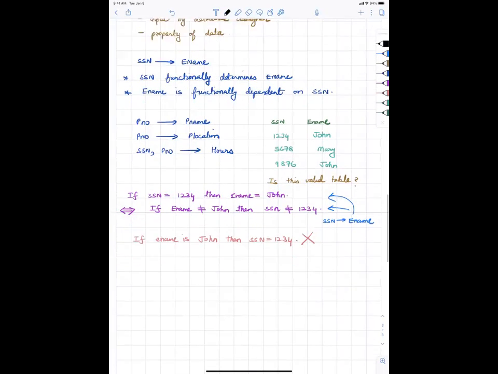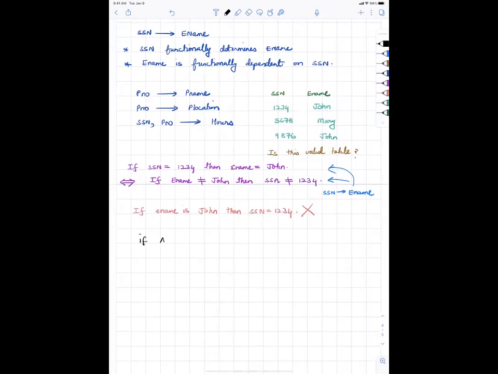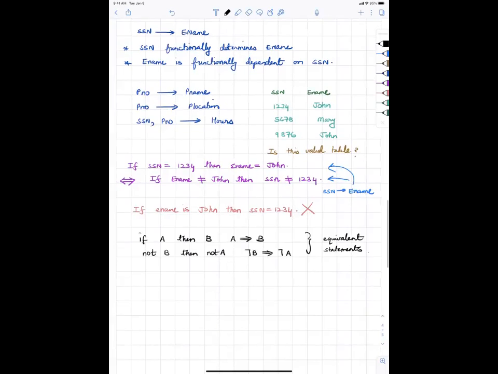What it really means is that if A, then B: A implies B. That's equivalent to saying not B implies not A. These two are equivalent statements, saying exactly the same thing. So I'm going to give another example.